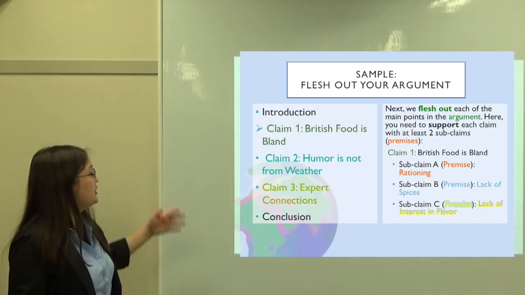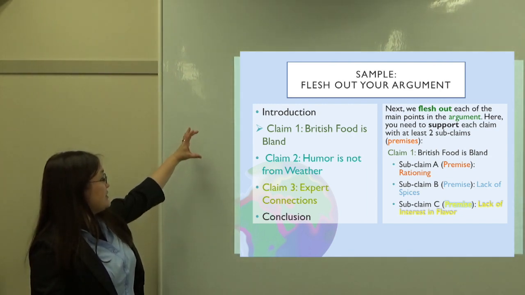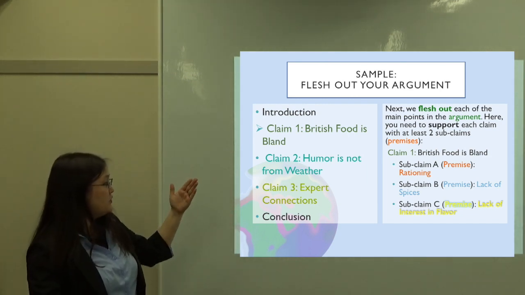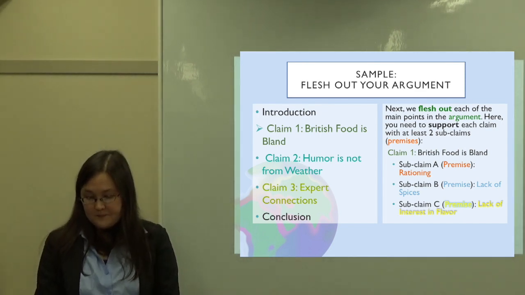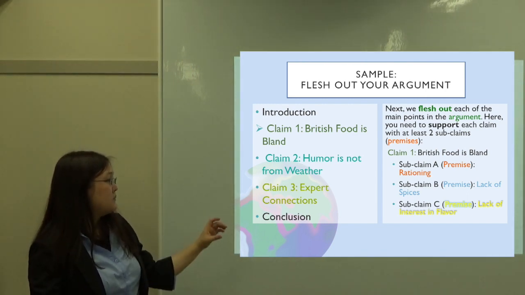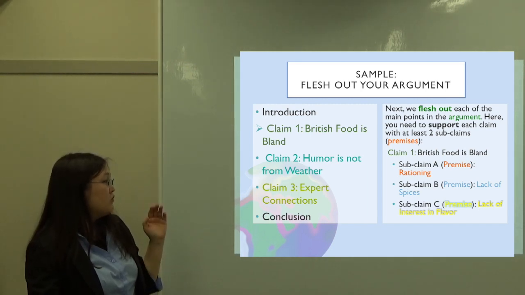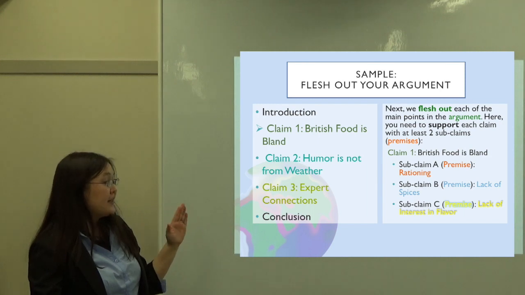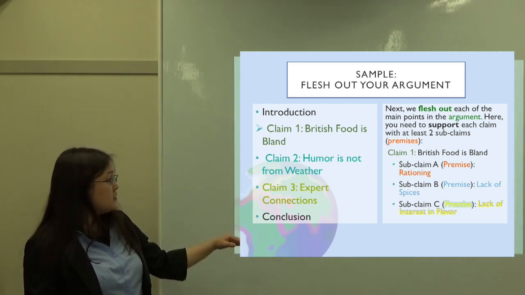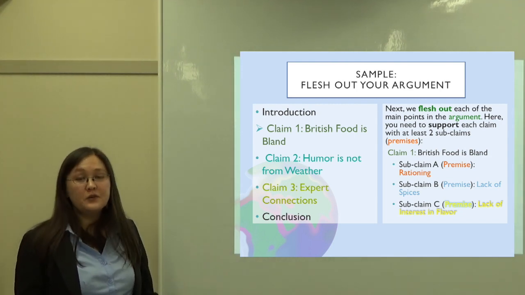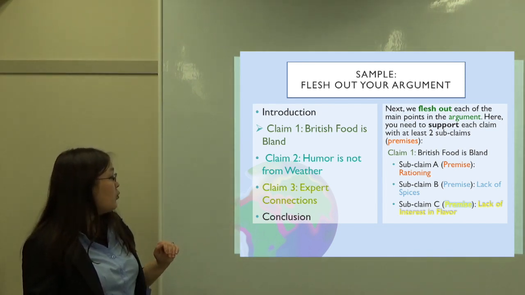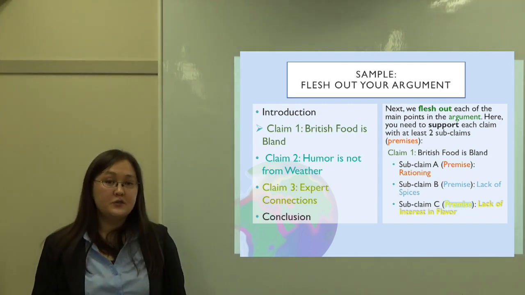So let's just look in a little more detail at the example. So we have the introduction that has the thesis statement, the first, second, third, which are your claims. And you can see here the claims 1, 2, and 3. This is a very simple way to write it. After that, we'll go claim by claim. So start with claim 1. We need to make the subclaims. Primacy, subclaim A, rationing. Primacy, subclaim B, lack of spices. And primacy, C, lack of interest in flavor. So it doesn't have to be full sentences. It just has to be your answer to the question: is British food actually bland? You give your reasons why you think it is actually bland, and then you're going to research them later.